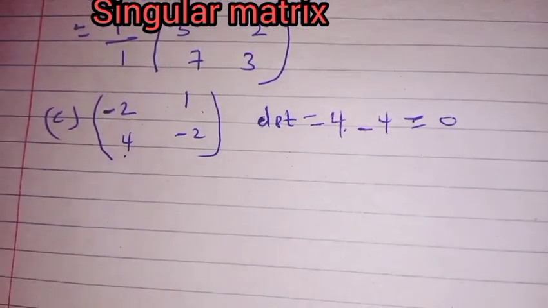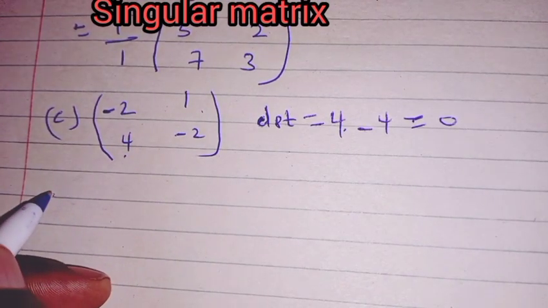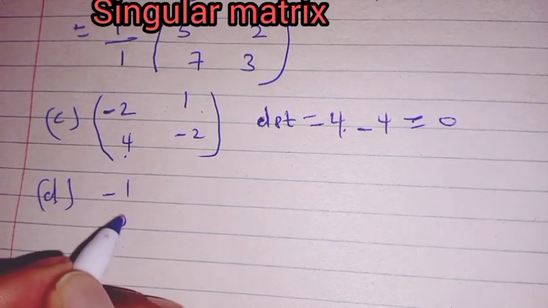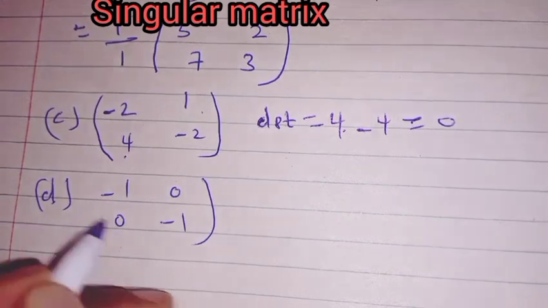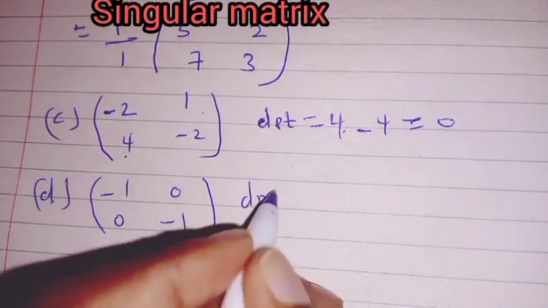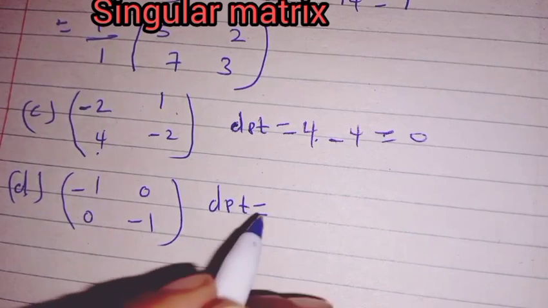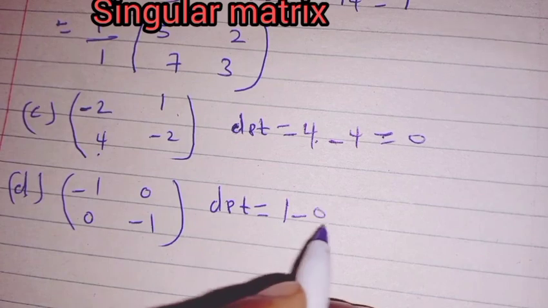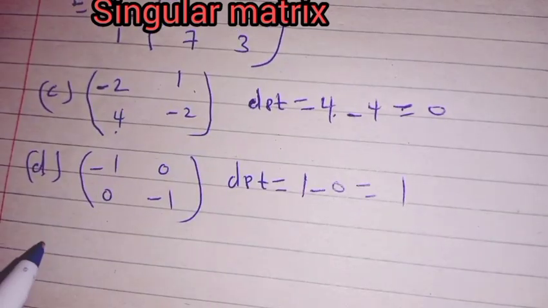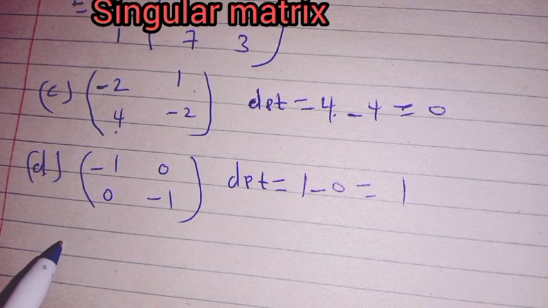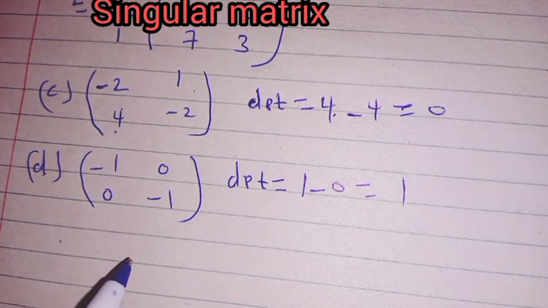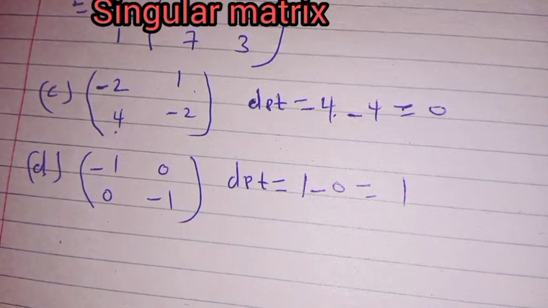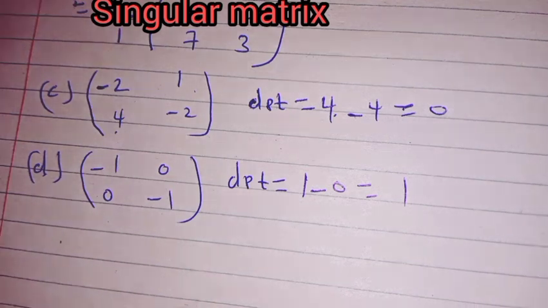Finally, for part D, we have -1, 0, 0, -1. The determinant of this matrix will be given by the product of the main diagonal, -1 times -1, which will give you 1, minus 0 times 0, which is 0, so the determinant is equal to 1. So the inverse of this matrix will be the same matrix.